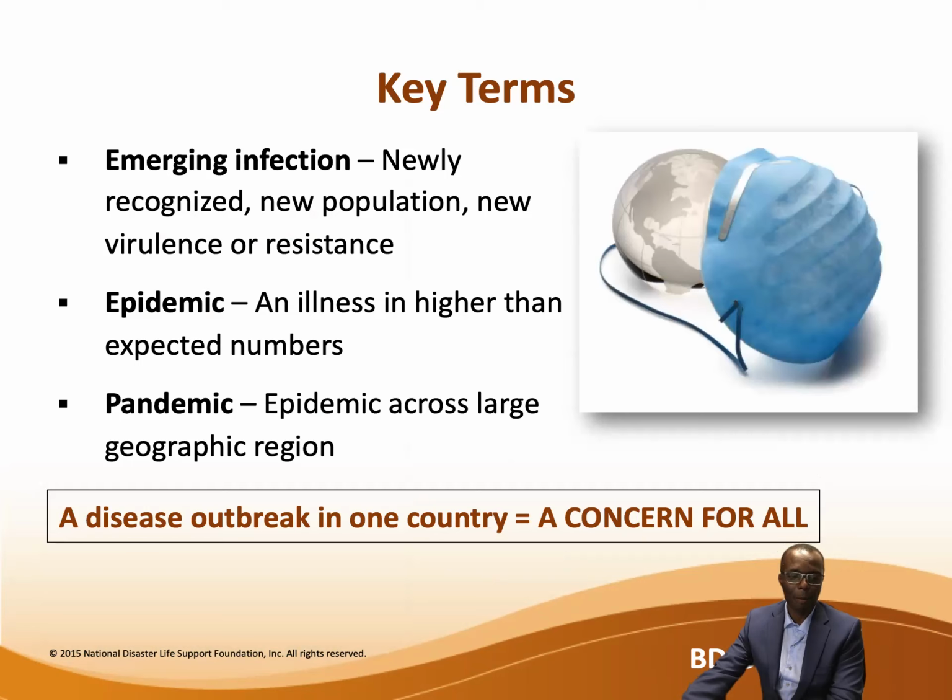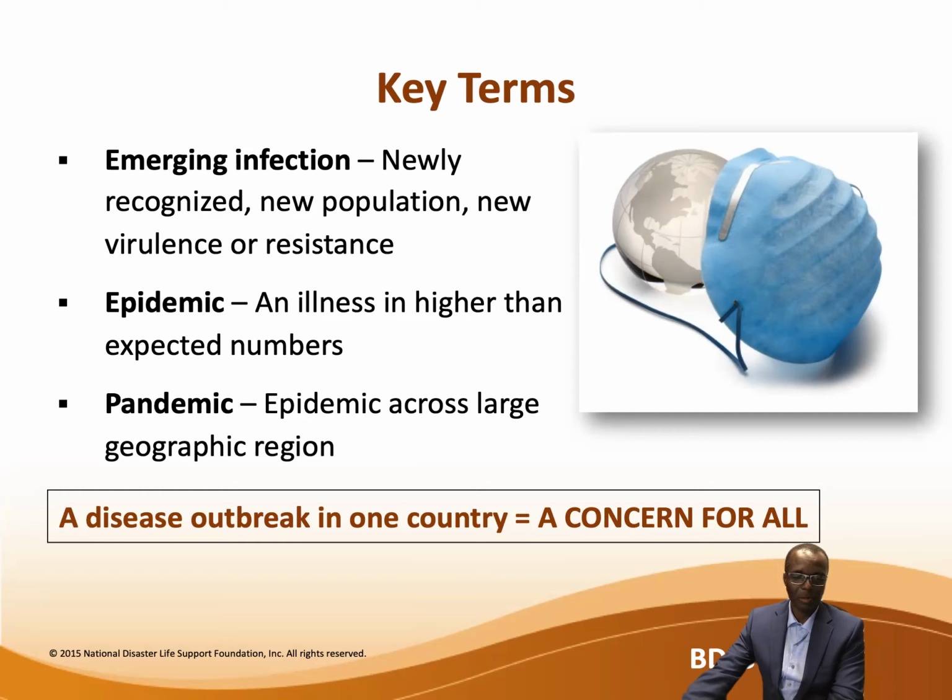Key terms. It is important to understand the difference between an epidemic and a pandemic. An epidemic is defined by an illness or other health-related issue that occurs in higher numbers than would be expected normally within a country or region. A pandemic is an epidemic that has spread through human populations across a large region.